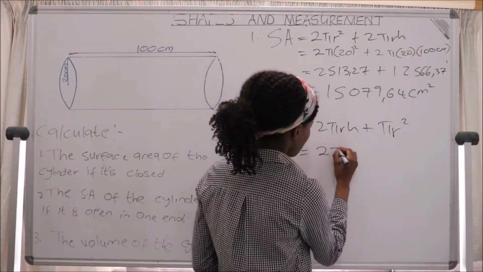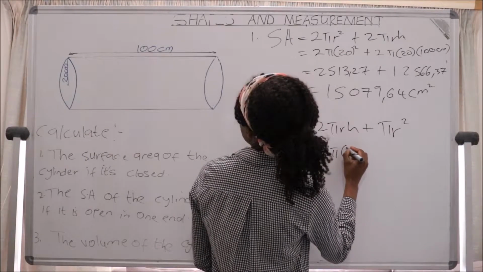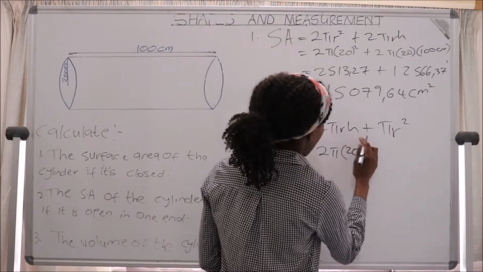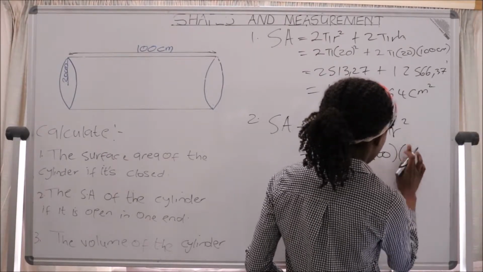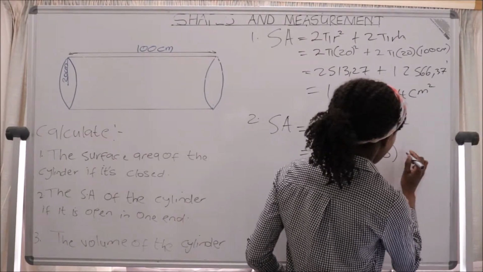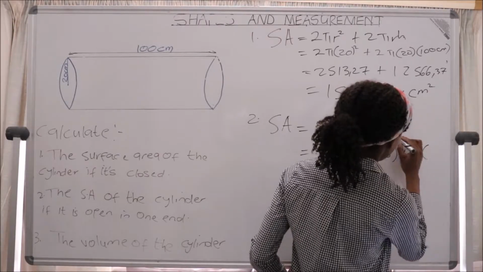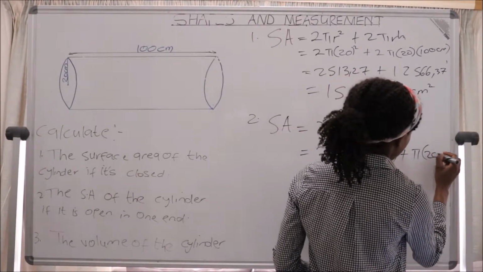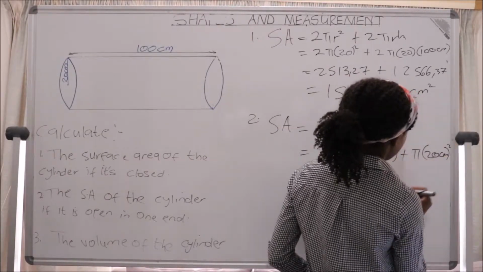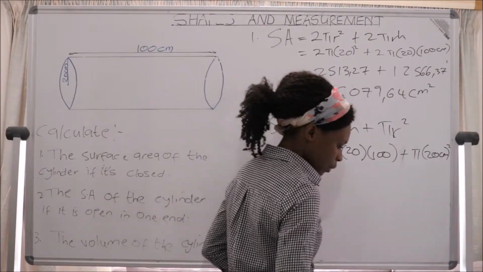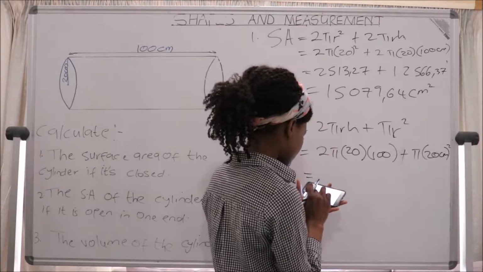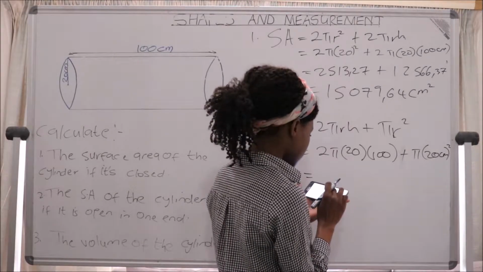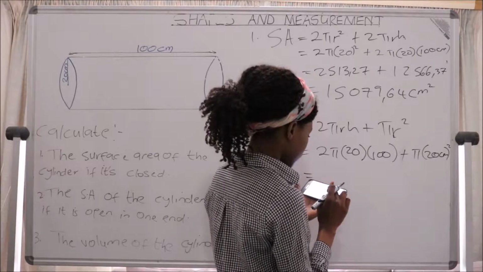So this will give us 2 pi, and our r, we know that it's equals to 20 centimeters, and our h is equals to 100 centimeters. That multiplied by, so this is a plus, guys, so that multiplied by pi into our r, we know that's 20 centimeters, and that will be squared. Then here, let's do that again. It will be 2 multiplied by pi multiplied by 20 multiplied by 100.